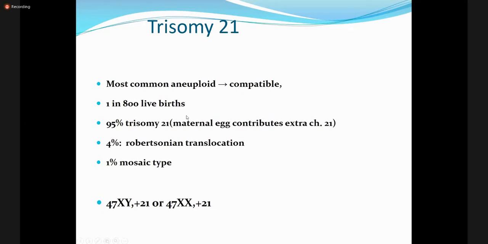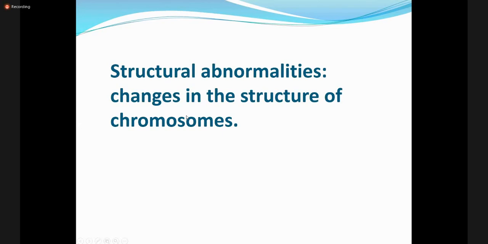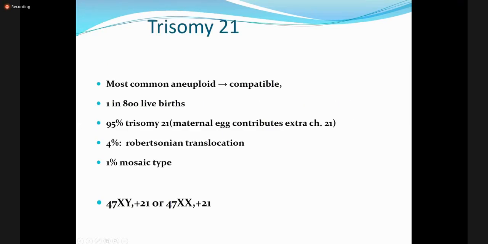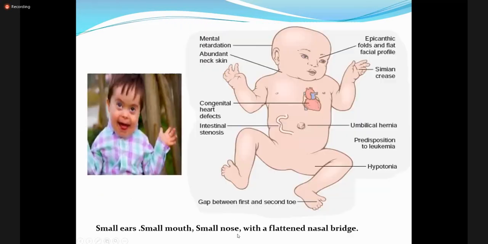So you can see here, it can be... What does it mean? What does this statement mean? This is a male with Down syndrome. This is a female with Down syndrome.